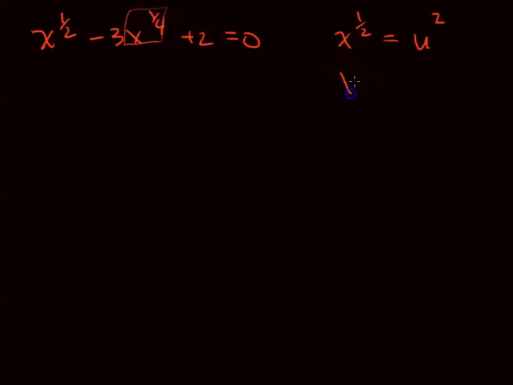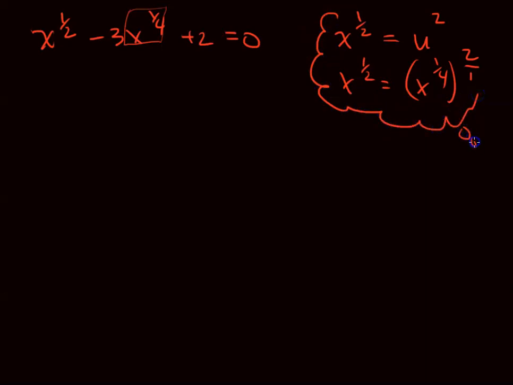Does that work? Does x to the 1/2 equal x to the 1/4 squared? Well, remember, when you take a power to a power, you multiply the powers. This becomes 2/4 or 1/2. So yes, it works. This is what you're probably thinking. So I'm going to let u equal x to the 1/4. Then I get u squared minus 3u plus 2 equals 0.